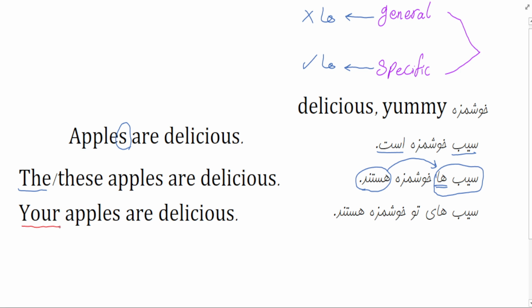Listen, here we have your apples. It's not all apples in the world. I don't care about all apples in the world. I'm talking about your apples. They are yummy apples, that's what I'm testifying. I don't know about other apples. I'm not making any comment at the moment about them. I'm specifying some apples from all apples in the world. So when I'm specifying in Persian, I use the plural indicator, which is ها.